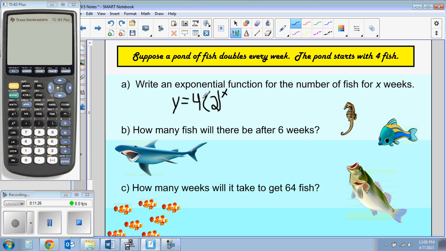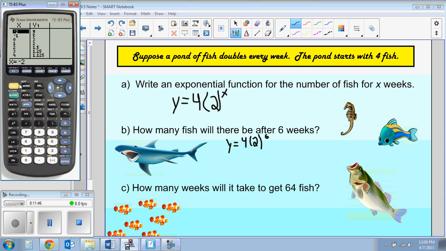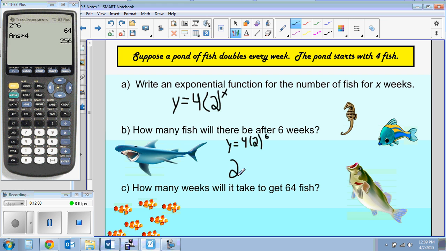So for part B, it says how many fish will there be after 6 weeks, and x is our number of weeks. So we're going to say y equals 4 times 2 to the power of 6, since x is our number of weeks. We're just going to follow order of operations, so we're going to clear out of this. We're going to do 2 to the power of 6, hit enter, and we get 64, and we're going to multiply that by 4. We get 256 fish, and we need to label our answer because it's a story problem. So we have 256 fish.